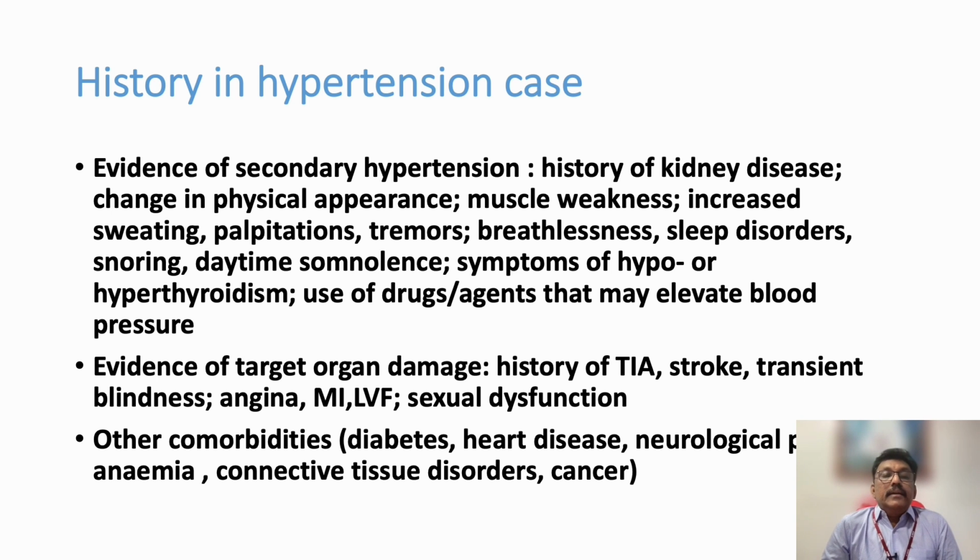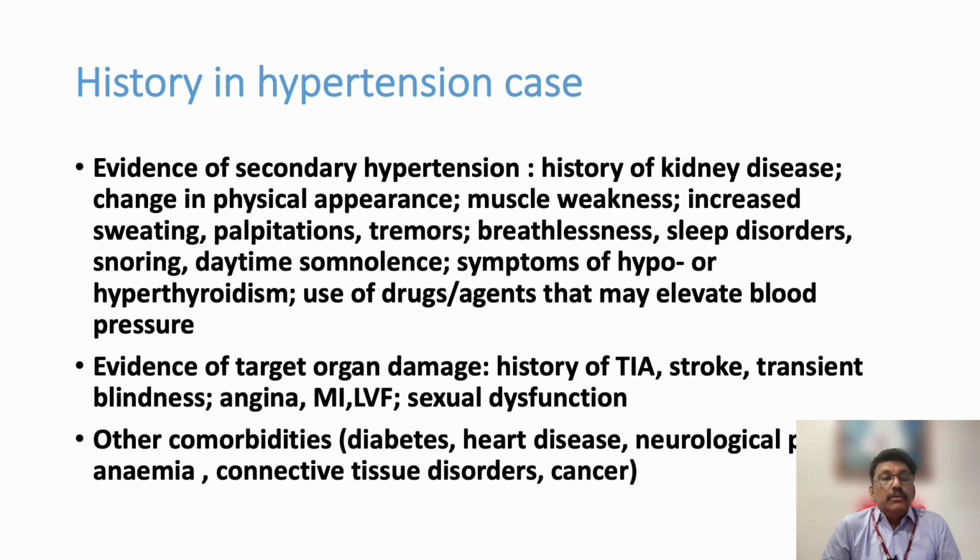Now, evidence of secondary hypertension should be ruled out in very young patients who have hypertension, like history of kidney disease, physical appearance changes, muscle weakness, sweating, palpitation, tremors. All these things are pheochromocytoma features. Breathlessness indicates cardiac failure. Sleep disorder, obstructive sleep apnea syndrome, snoring, daytime somnolence, hypothyroidism symptoms, and drugs which can elevate BP like phenylephrine, pseudoephedrine, amphetamine. All these things should be taken.